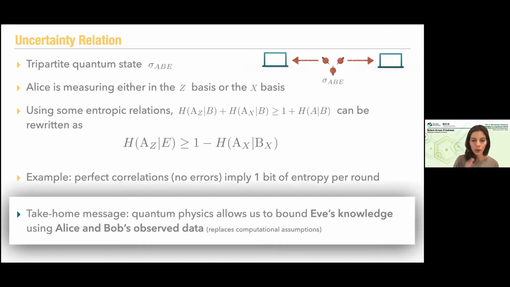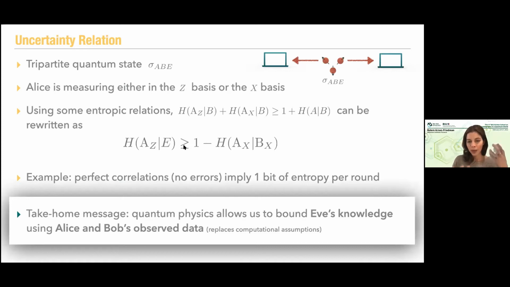So that's the very important thing to understand from what I just said. Maybe the take-home message is this: we have these two parts. One is Eve's knowledge about the key, and the other is something that Alice and Bob can get from the observed data. Quantum physics, having this uncertainty relation, basically allows us to bound Eve's knowledge using Alice and Bob's observed data. From looking at their own data, they can say, okay, Eve cannot know a lot. And I think this is really the essence of the way that we're using quantum physics in quantum key distribution.